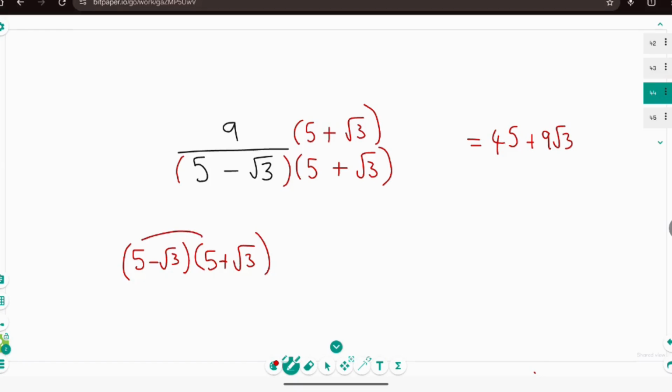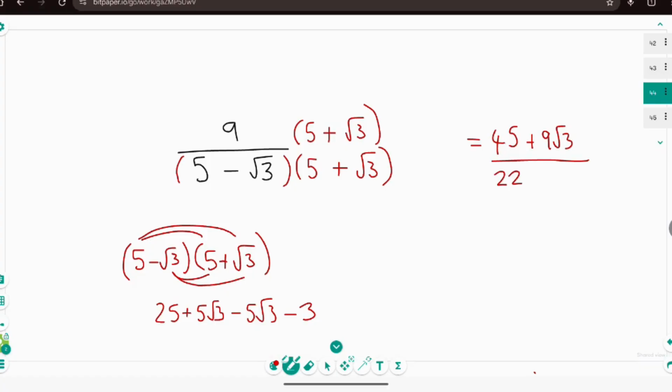5 times 5, 25. 5 times positive root 3, 5 root 3. Negative root 3 times 5, negative 5 root 3. Negative root 3 times positive root 3, negative 3. Simplify: 25 take away 3 is 22. 5 root 3 minus 5 root 3 cancels out, 0. So that is our answer here.